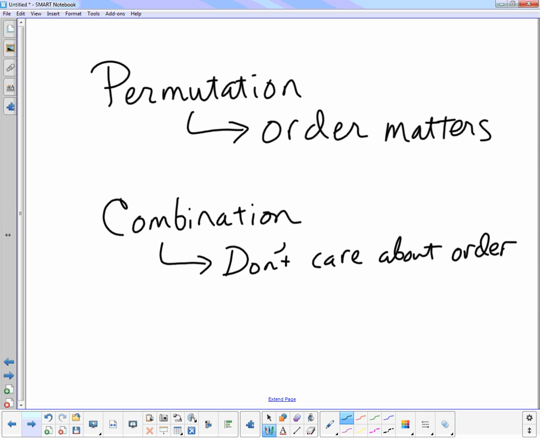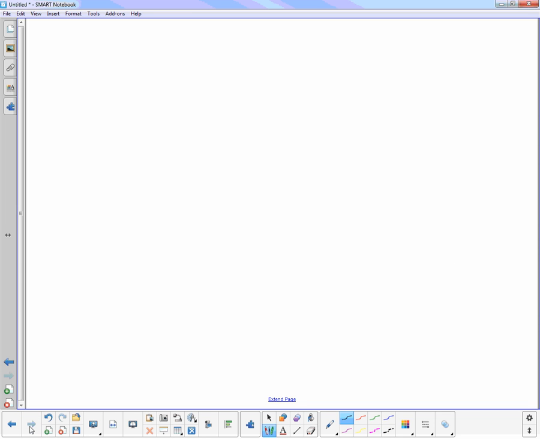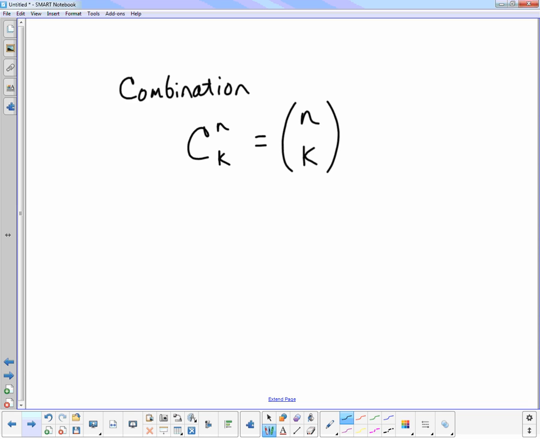Well, mathematically, let's see if we can figure out a way to look at this. Now, in a combination of C, n choose k, this is n factorial, well, actually, it's the binomial coefficient. We're going to leave it there. This is n choose k. And, of course, you remember this.